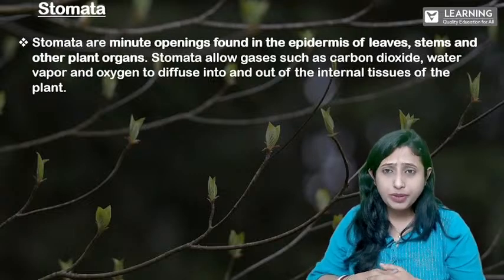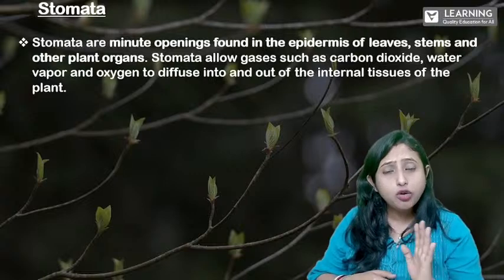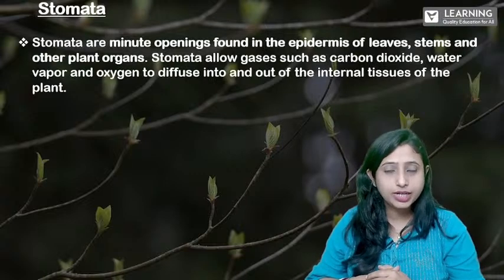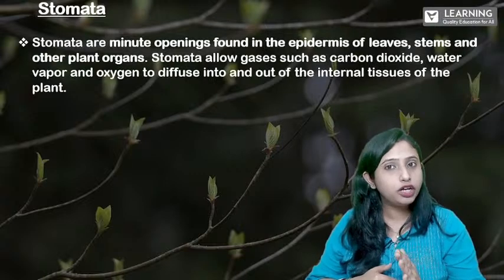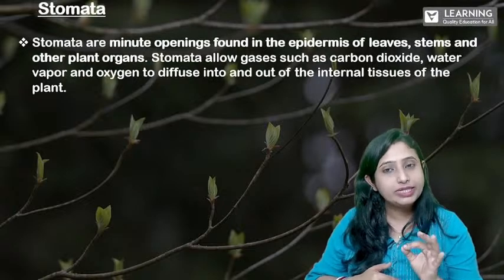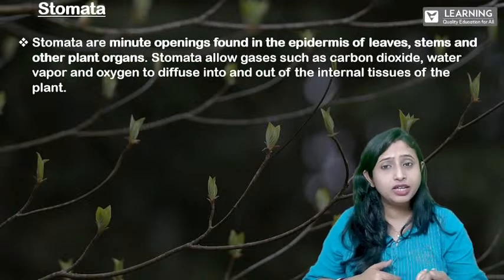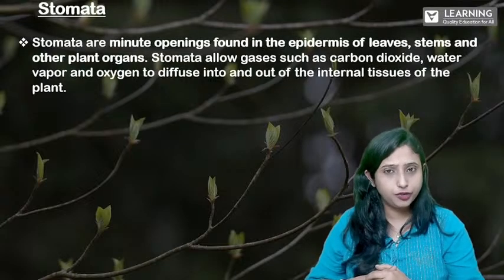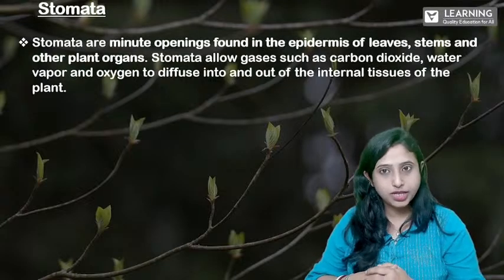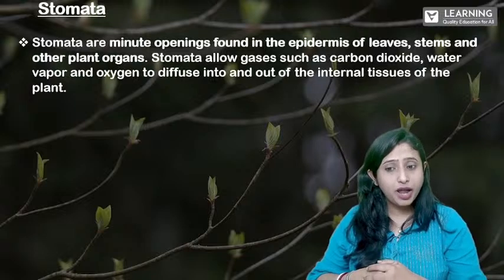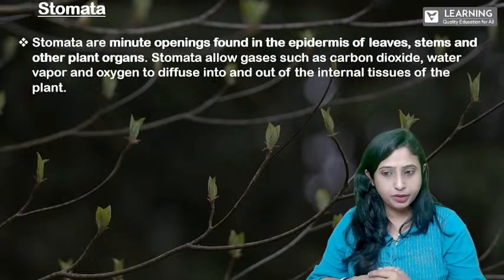Now, what is the epidermis? Epidermis is the outermost layer of the leaves. Clear? Epi means outside, and endo means inside. Endodermis is the innermost layer of the leaf. Stems and other plant organs also have epidermis.